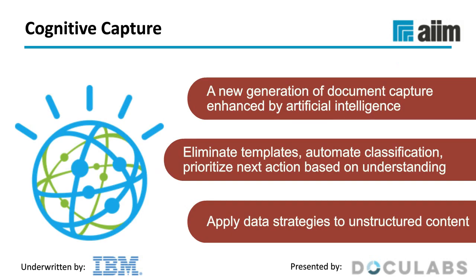So what is cognitive capture? Well, in the template world, you have to know the layout of the document first and then build your zones and your rules to locate data on them. Cognitive capture flips this completely around. It reads the entire document and pulls off the data and uses the text, the layout, the font size, the images, anything it can get off of it as clues to what the document is. So it ends the tyranny of the template, it helps automate classification, learning as it goes, and it enables you to kick off a workflow, open a case, assign a task, whatever you need to do based on the data that you find.